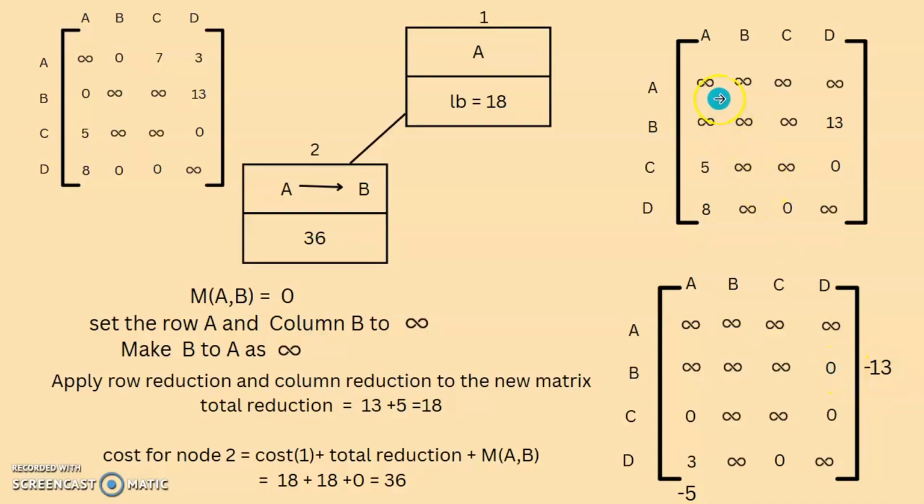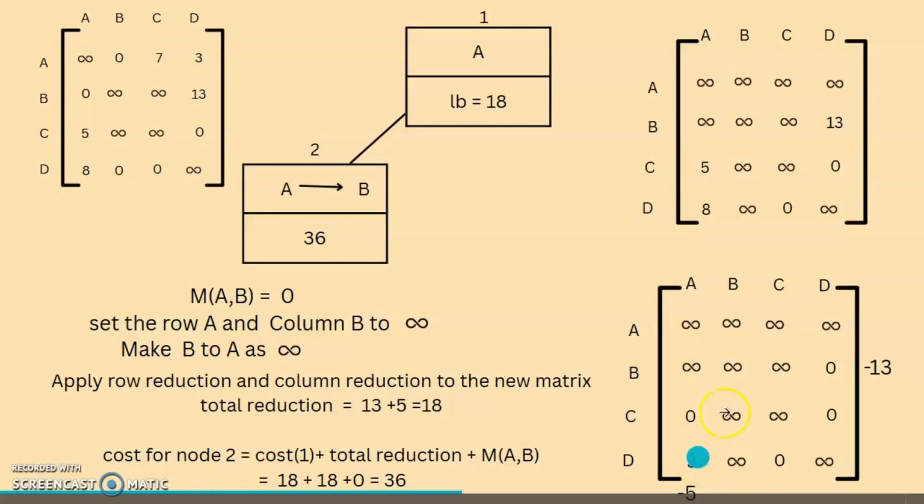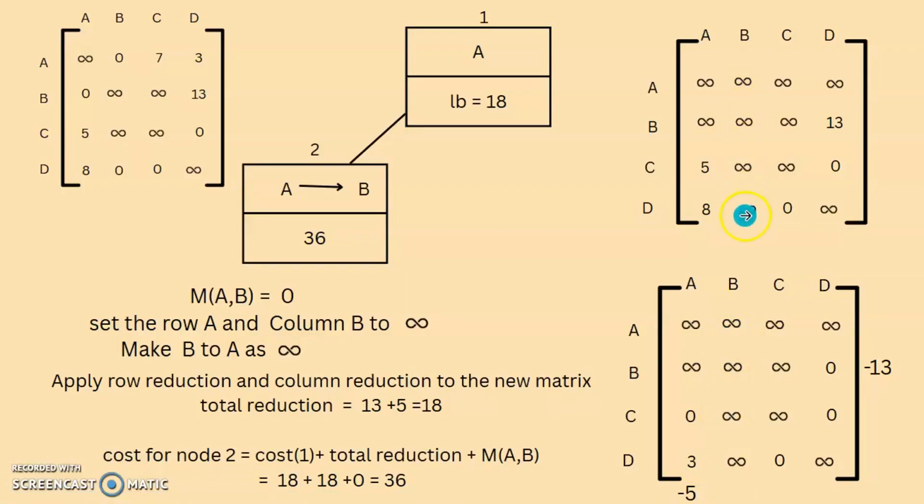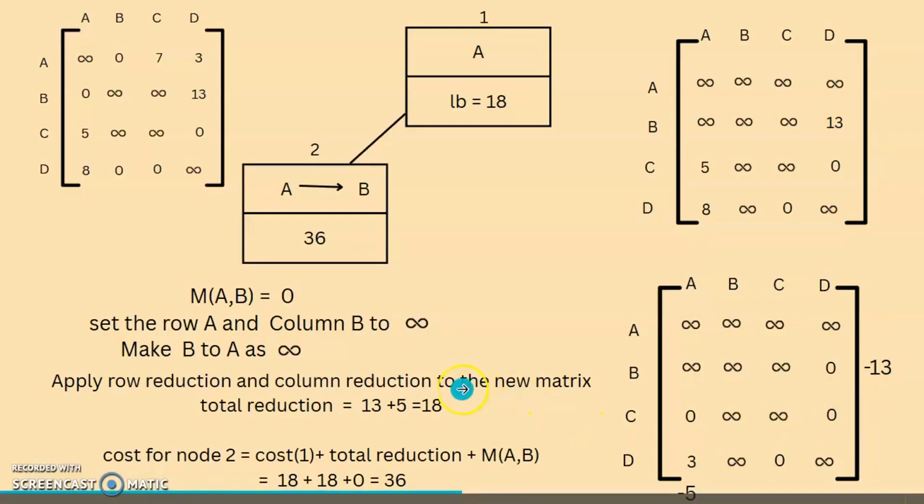But what about column reduction? The first column there is no 0, but what is the minimum element? 5. So subtract 5 from the first column. So this will become 0, and 8 minus 5, 3. The second column all the values are infinity, so no column reduction is required. Third column there is a 0 already, so no column reduction. And the fourth column there is a 0 already, no column reduction. So the total reduction is the absolute value of this, 13 plus 5, that is 18.